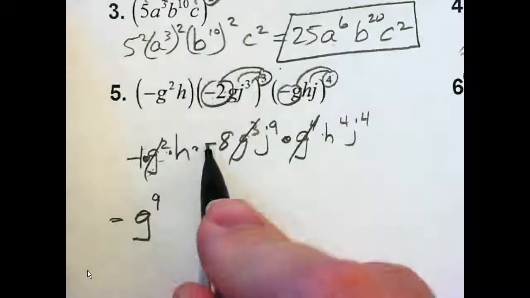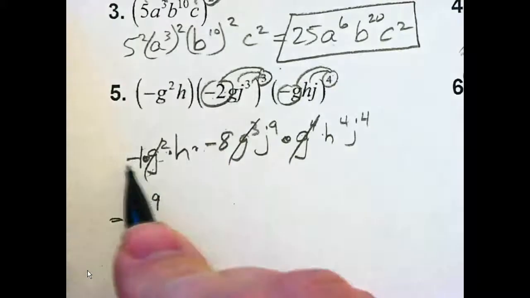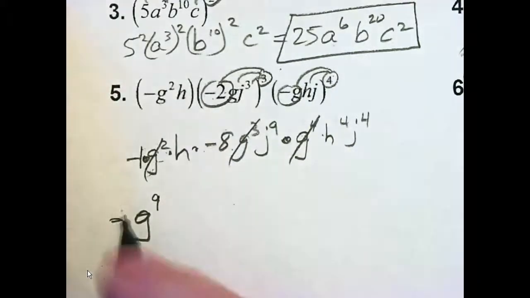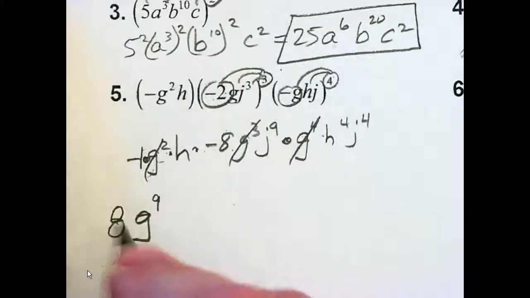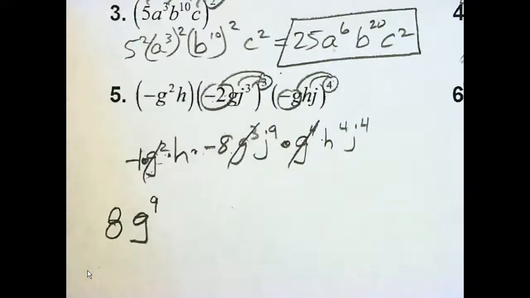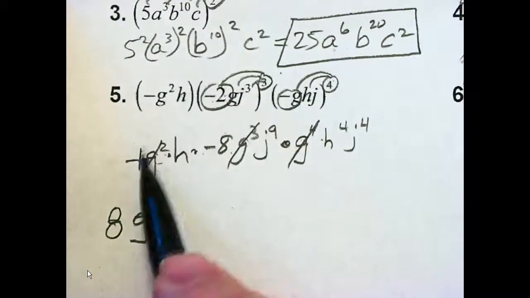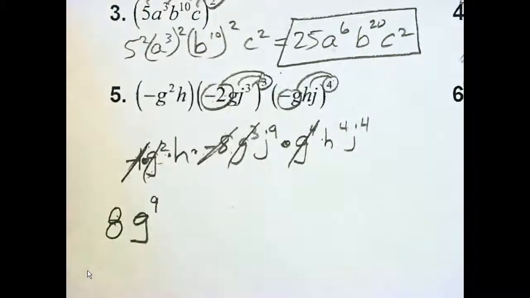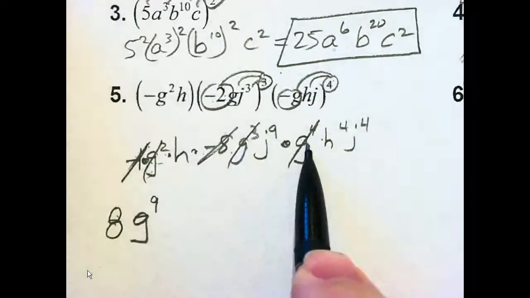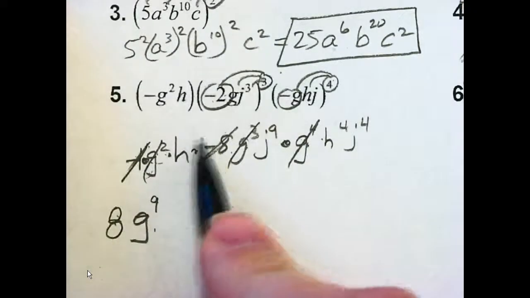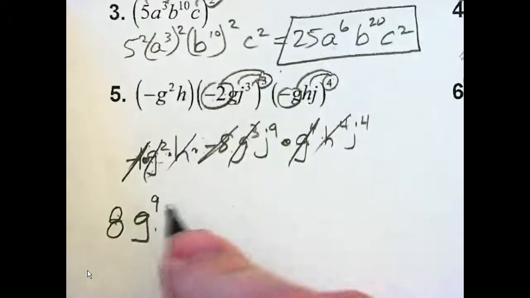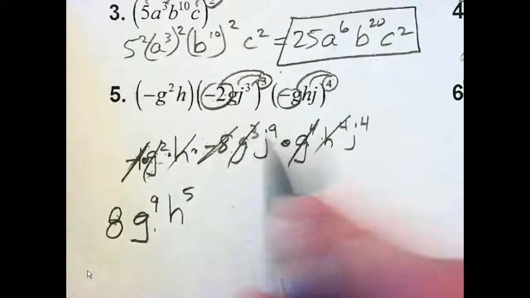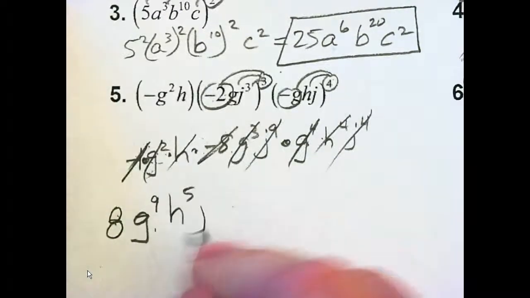But that negative goes with this negative 8, and negative 1 and negative 8 is actually positive 8. So then the negative's gone there. Okay? So if you think of this as negative 1 times negative 8 is positive 8. G squared, G to the 3rd, and G to the 4th is G to the 9th. We have H and H to the 4th, which is H to the 5th. And we have J to the 9th and J to the 4th, or J to the 13th.